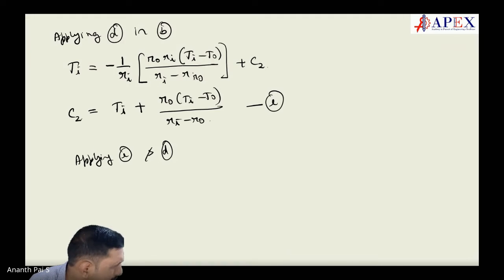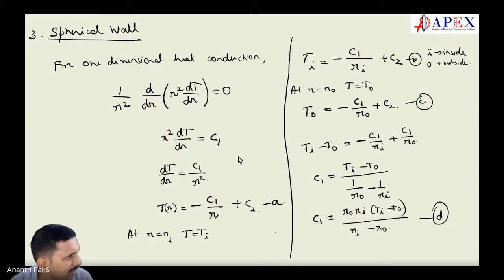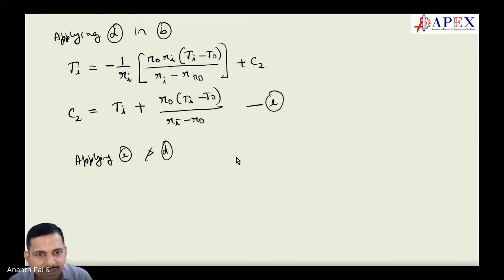Yes, this C2 we have to apply in the final equation. C2 in terms of T naught, yeah, you can do that. Same thing, right? C2 we could have got in terms of T naught also, instead of Ti. So applying E and D, that's why I said it is a problem. It is not a derivation.